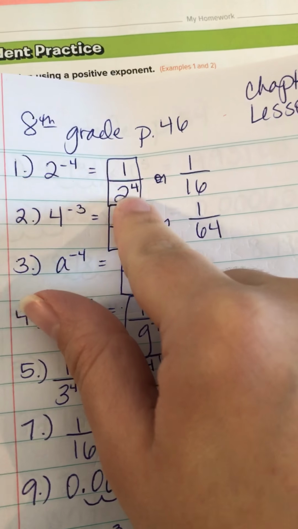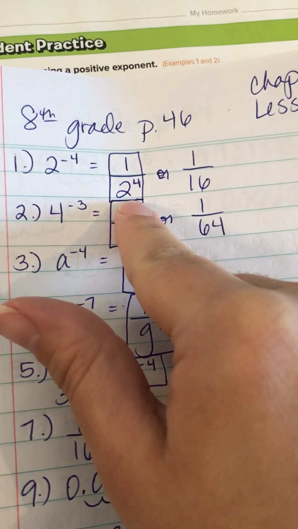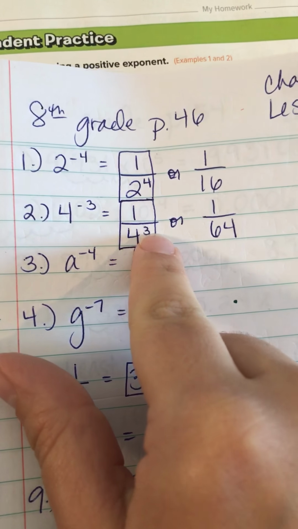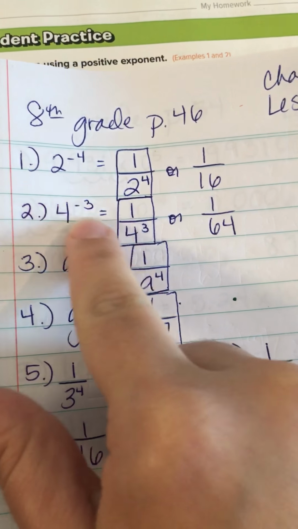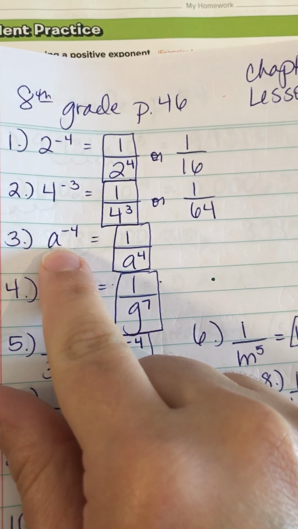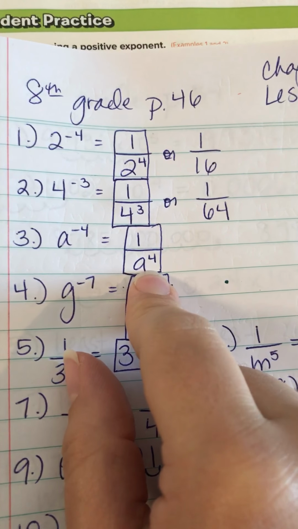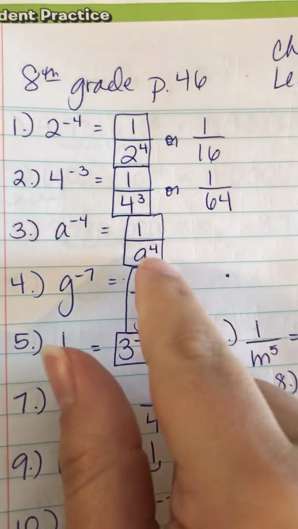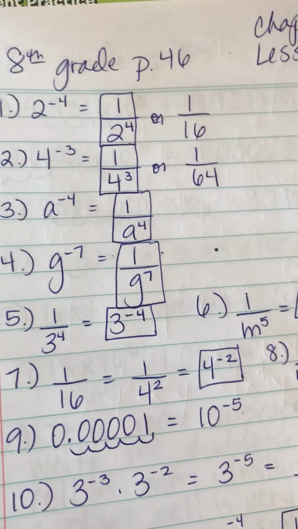If they just want you to leave it as a positive exponent, your answer would be 1 over 2 to the 4th power. Same thing here, we're going to move it to the denominator and make it positive. So 1 over 4 to the 3rd power would be the same thing as 4 to the negative 3. And the same thing here. 4a to the negative 4 moves to the denominator, a 1 in the numerator, and we make it 1 over a to the 4th power. And this one, 1 over g to the 7th power.